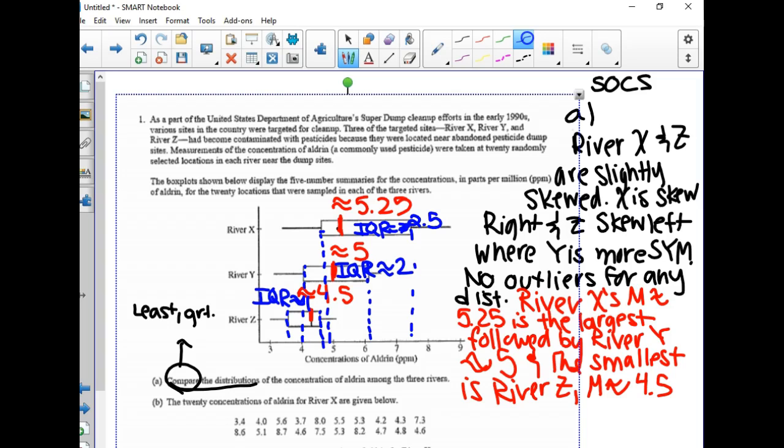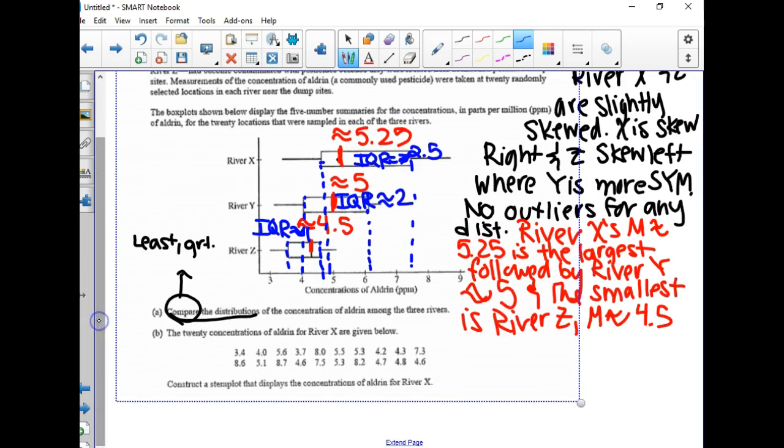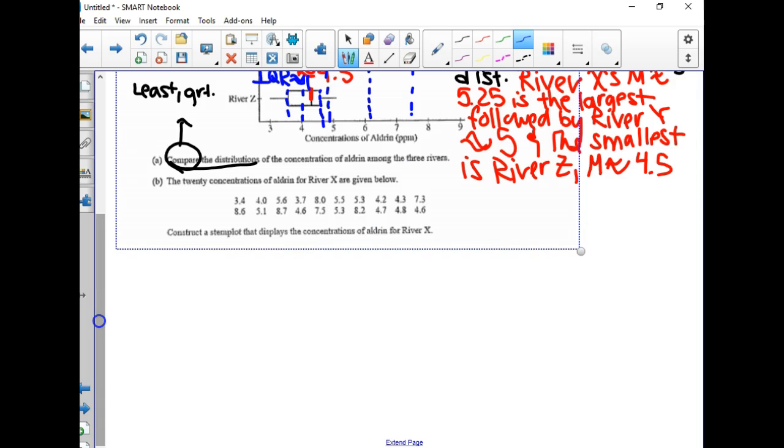Okay, let's go on to part B. 20 of the concentrations of aldrin for river X are given below. Construct a stem plot that displays the concentrations for the river X. Do we remember how to make a stem plot? That's okay. Do you guys remember how to make a stem plot? Someone say yes or no.